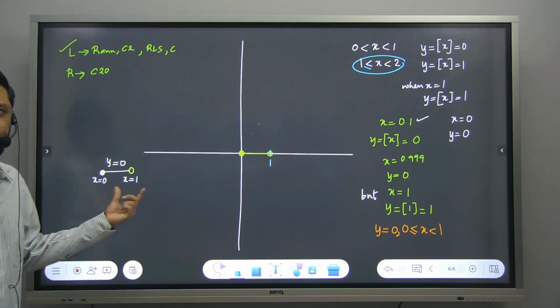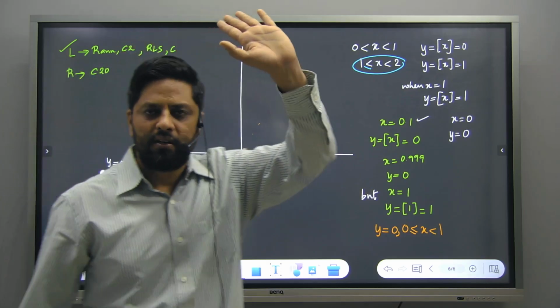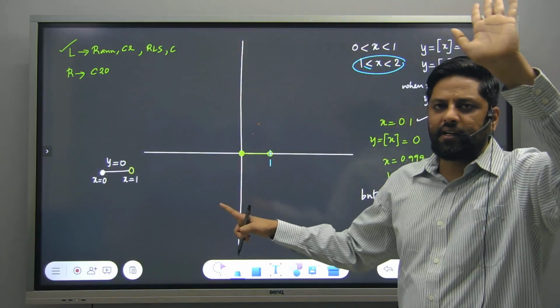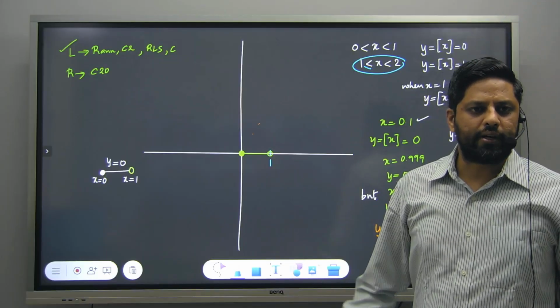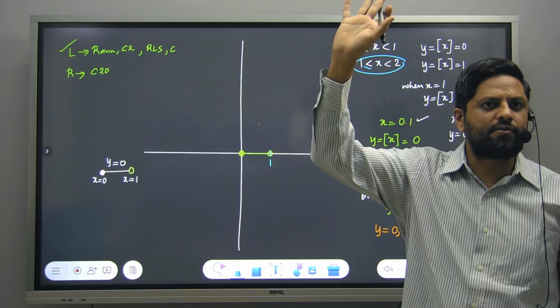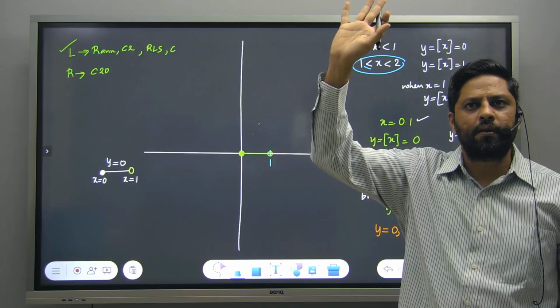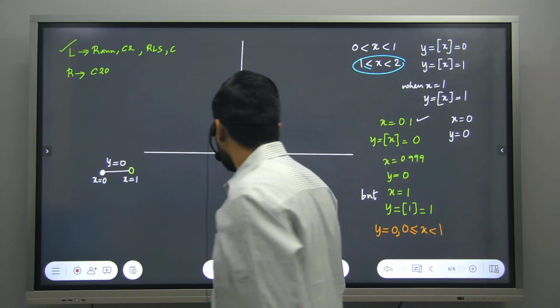I hope it's understood. Are you understanding why one of the circles is darkened, one of the circles is included, and the other end point is not included? Are you catching up, students? Because this is crucial. Okay, all right. Let's go to the next point.